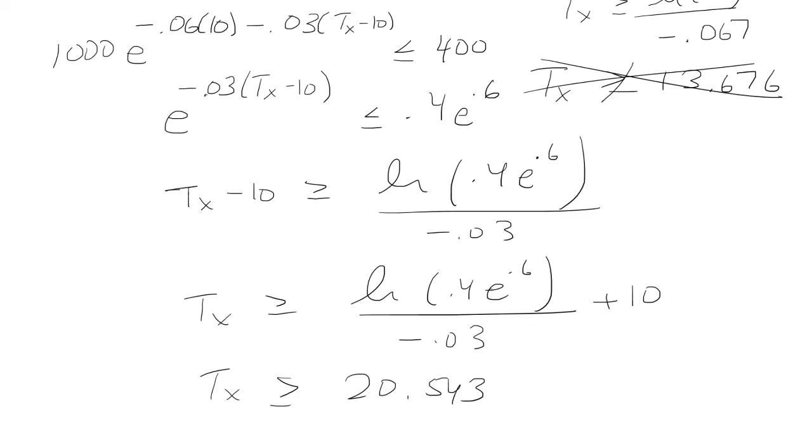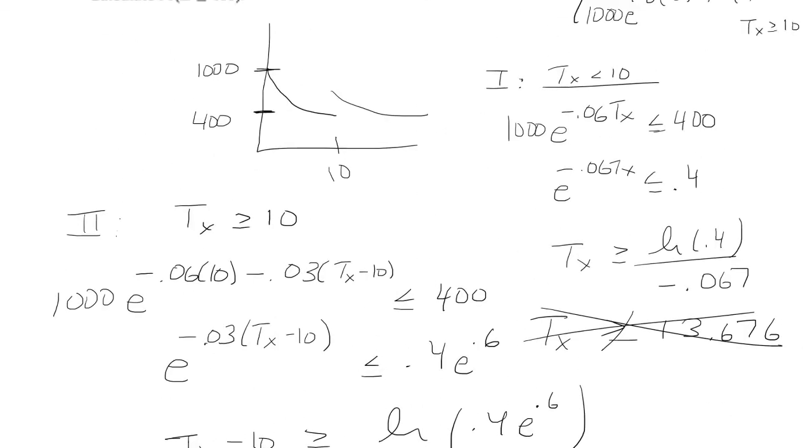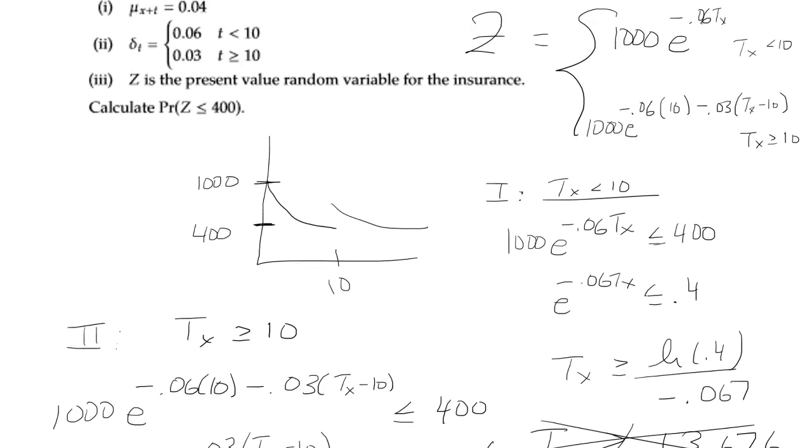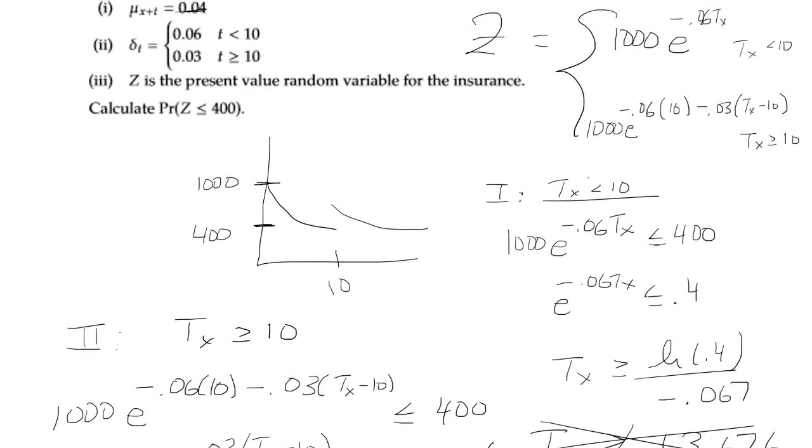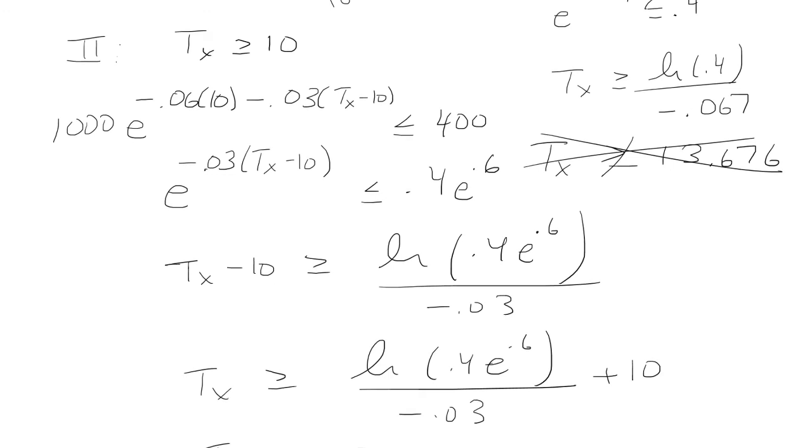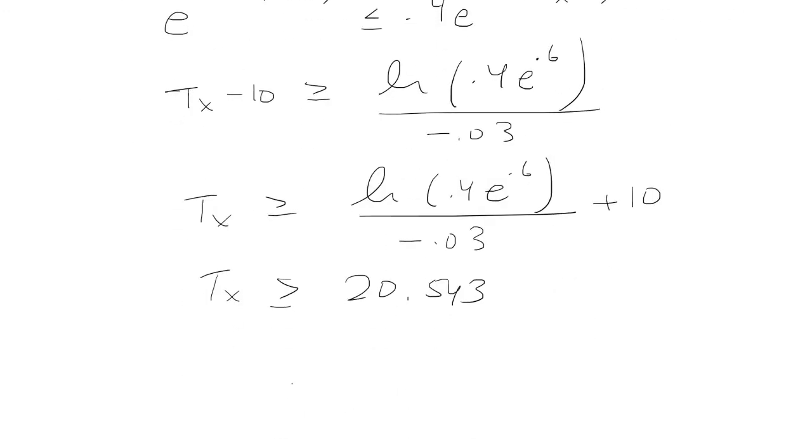So we're going to use the force of mortality that was given of 0.04. So this problem transforms into e to the negative 0.04 times 20.543, and we end up getting 0.4397.